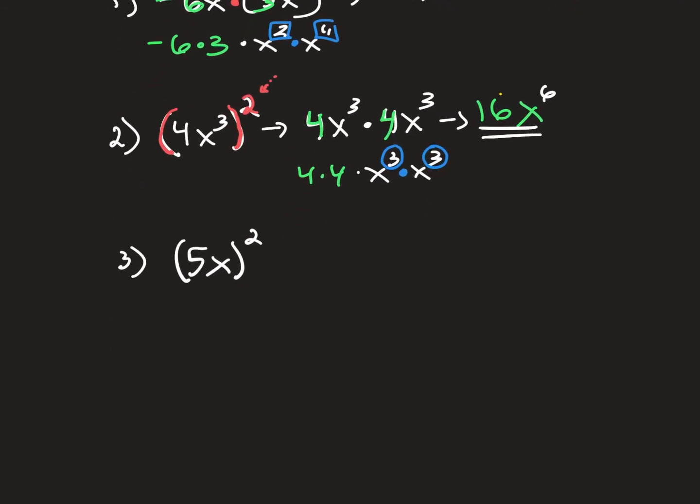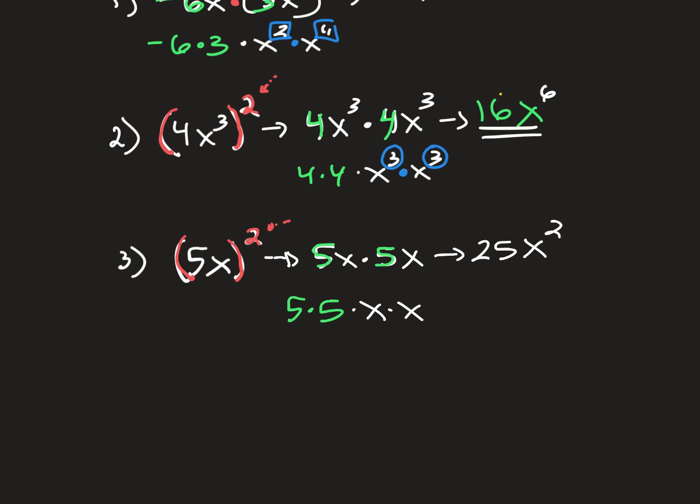Number 3, once again, 5x is being raised to the 2nd power. Remember that squaring means that 5x is being multiplied by another 5x. So we are simply going to multiply the coefficients together, 5 times 5, and then we will multiply the variables x times x, and that is why our final answer is 25x squared.